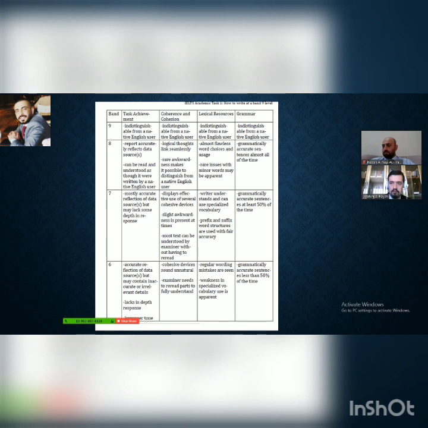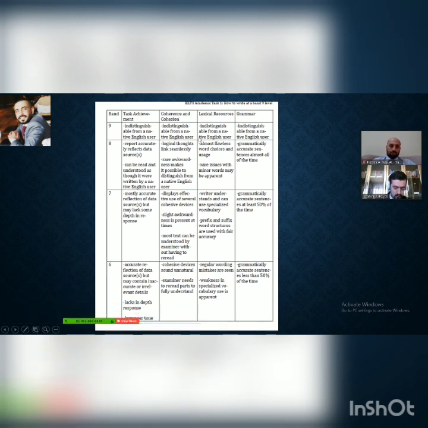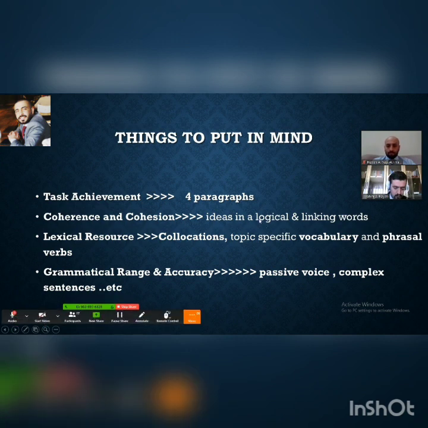So if you are able to get these, they call it TCLG, which is task achievement. You must have the complete form, four paragraphs. Coherence and cohesion: connected ideas and linking words. Lexical resources: words specific to the topic or the question. Grammar, as I mentioned, these types of sentences. So these are things to keep in mind if you want to get task achievement for paragraphs, coherence and cohesion, ideas that are logical.